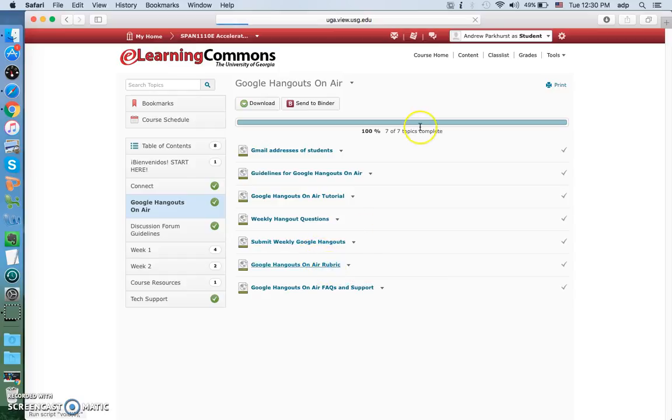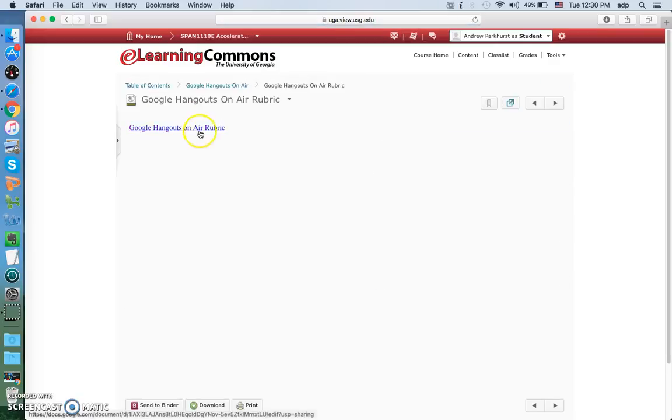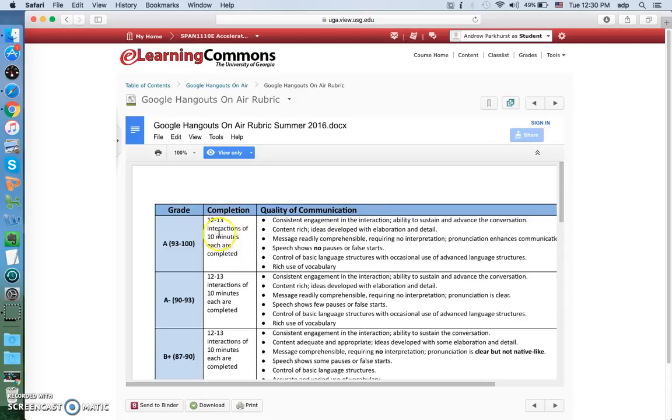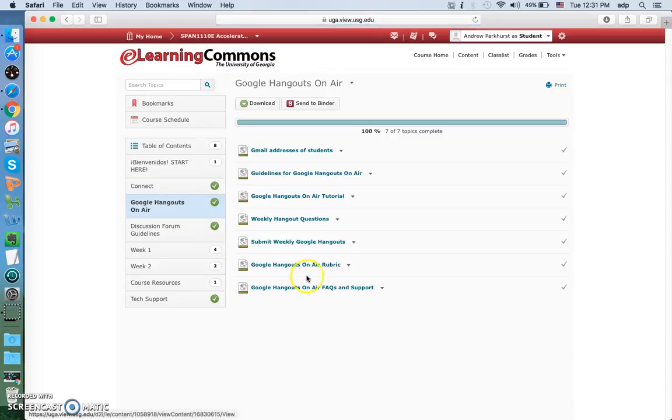So let's take a look at this real quick. Again, you're going to have to do 10-minute interactions with a partner, and you're going to have to do 12 to 13 throughout the semester. So that's 2 a week. Okay, you get 1 free. So again, from weeks 2 to 8, you'll be doing these. Okay. And then when you're done with it, like I said, you'll submit this form.